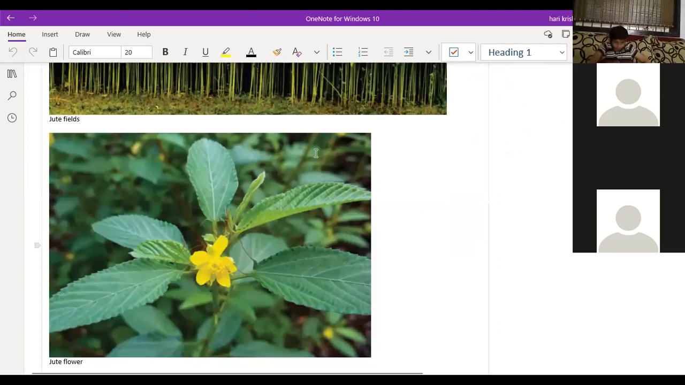So next one is, this is the jute flower. When the jute flower grows, only then we will cut the jute plants, because we don't have any use for the flowers, right? Yes or no? In the case of jute plantation, because we are getting the fiber from the stem of the plant itself.